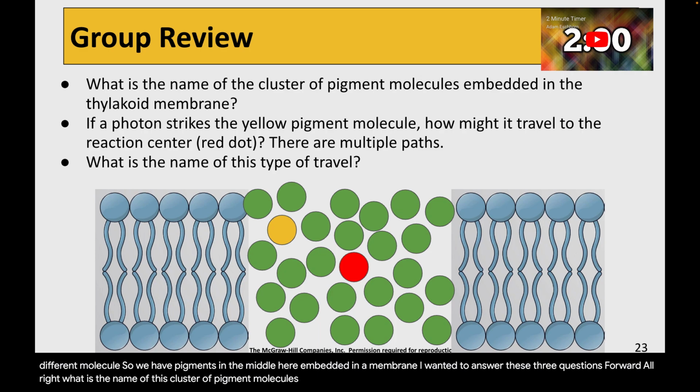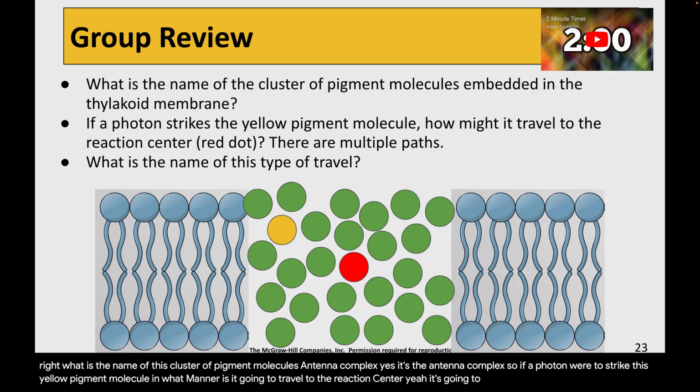Antenna complex. Yes, it's the antenna complex. So if a photon were to strike this yellow pigment molecule, in what manner is it going to travel to the reaction center, or this red dot? Hop. Yeah, it's going to hop from pigment to pigment.